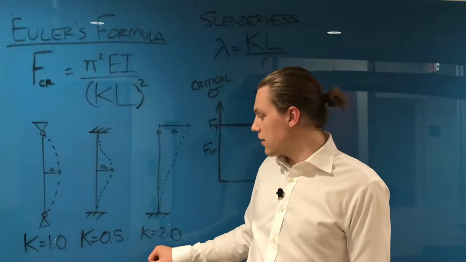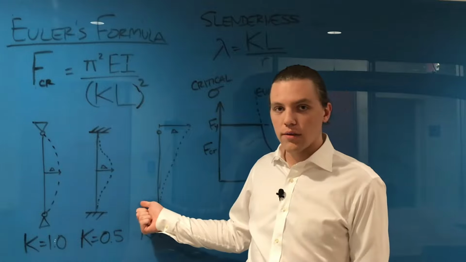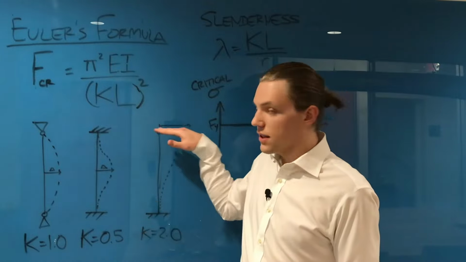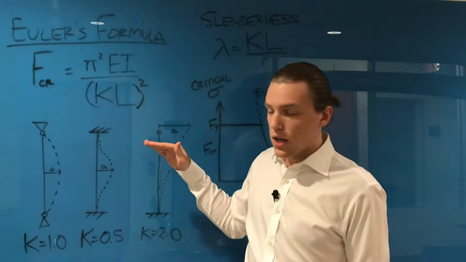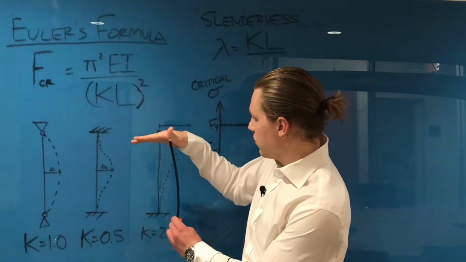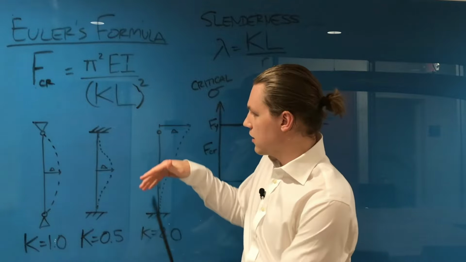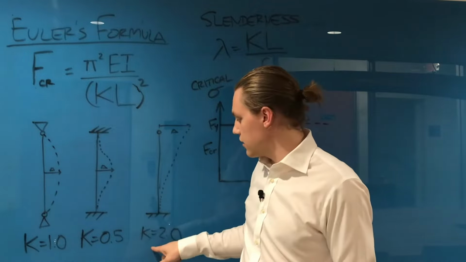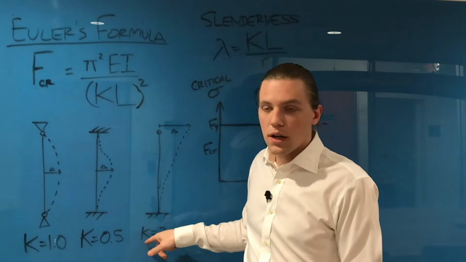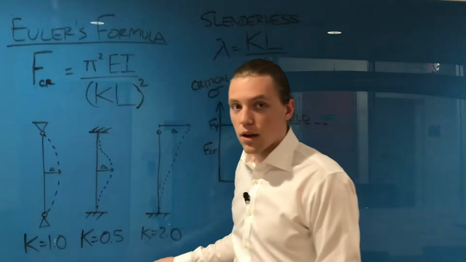And then lastly, on the other end, if you have a vertical cantilever like this, the stiffness at the top is basically non-existent because it's free. If you imagine I just push this, it's going to deflect a lot easier than it would in this case. So that is where we get K equals 2.0. This can be empirically derived, but here are just some common values.